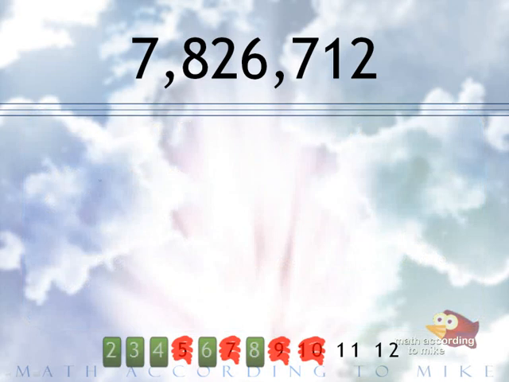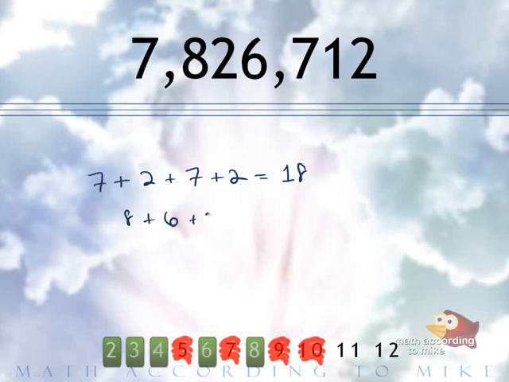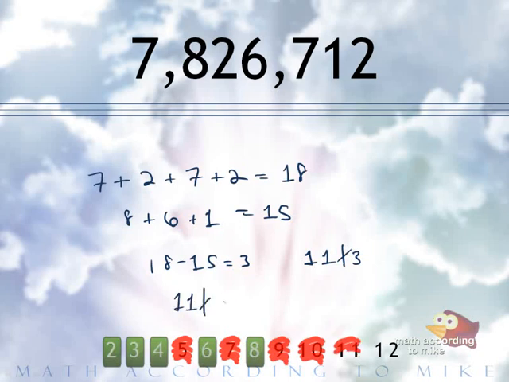So for us, starting at the left, we get 7 plus 2 plus 7 plus 2. Well, that's nice. Adding up 7 plus 2 plus 7 plus 2, we get 18. The remaining digits were 8 plus 6 plus 1. 8 plus 6 plus 1 is 15. 18 minus 15 equals 3. Does 11 divide into 3? Heck no. That means 11 does not divide into 7,826,712. I like saying it.